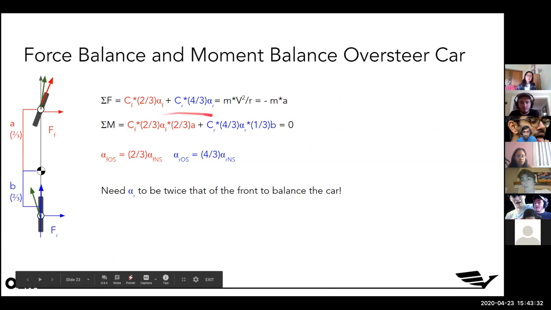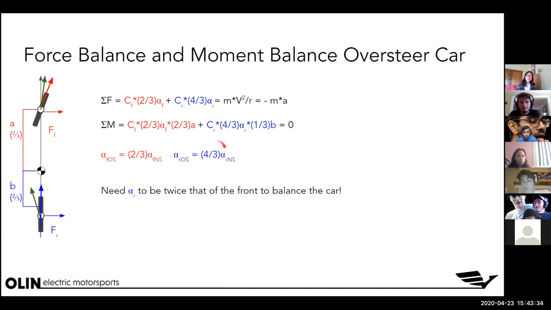to balance the moments, we will now need 4/3 as much slip angle in the rear as we did in the neutral steer case, and 2/3 as much slip angle in the front as we did in the neutral steer case. So now our slip angle in the rear needs to be twice that of the slip angle in the front to balance the car. Do people kind of see that in the math?